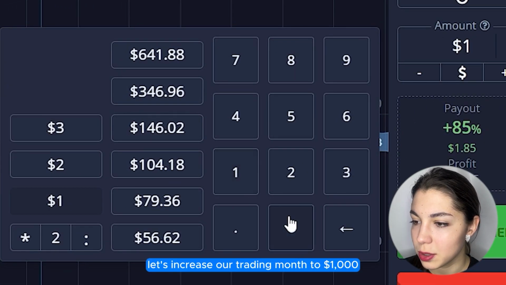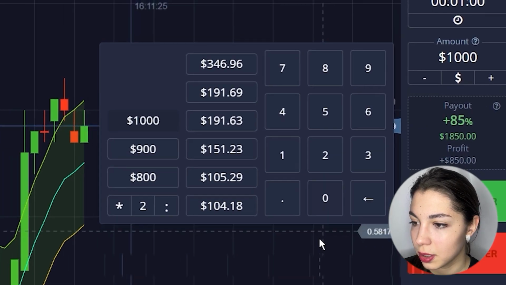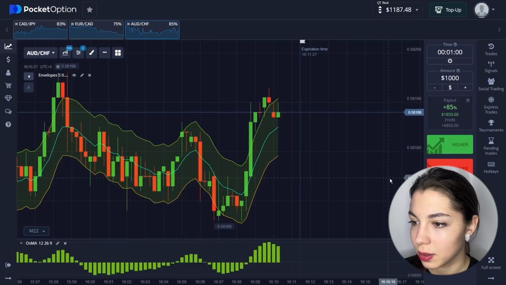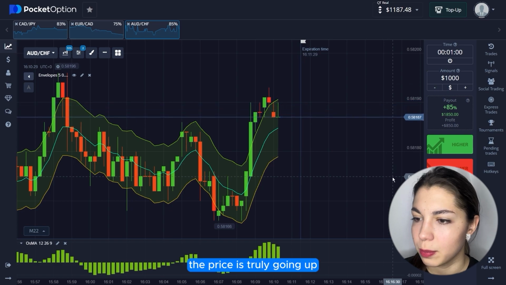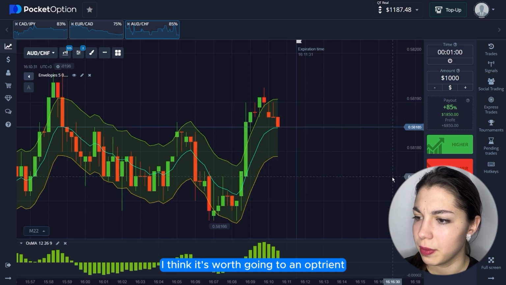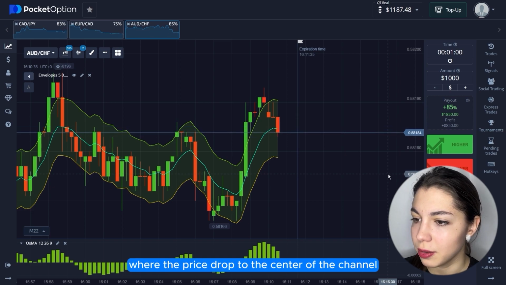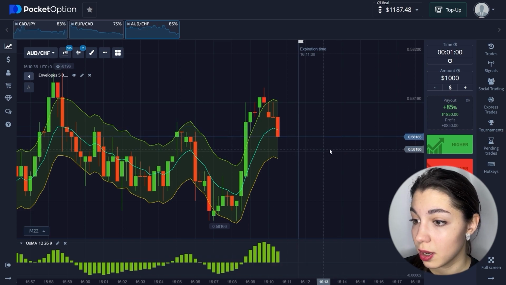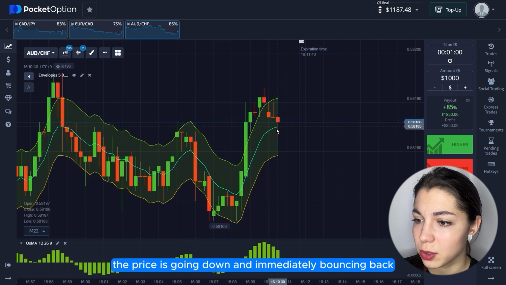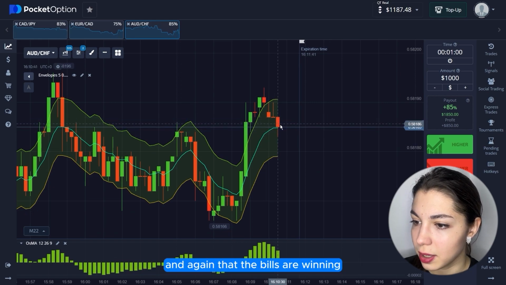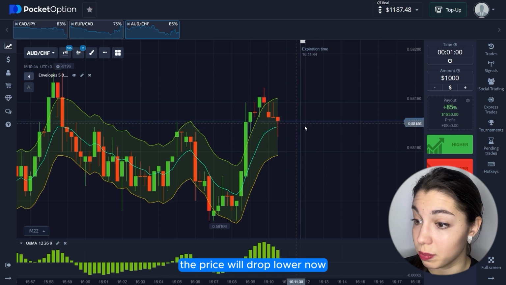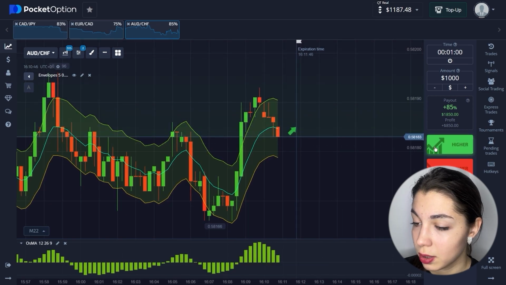Let's increase our trade amount to $1,000. The price is currently going up. I think it's worth going for an uptrend. The price dropped to the center of the channel, which is another signal for an uptrend. The price went down and immediately bounced back, indicating that the bulls are winning. Going long.